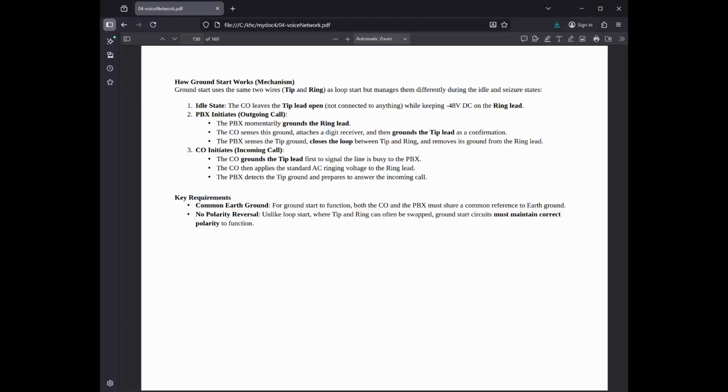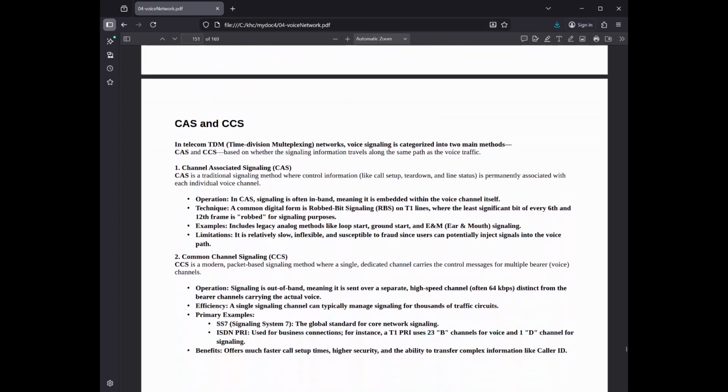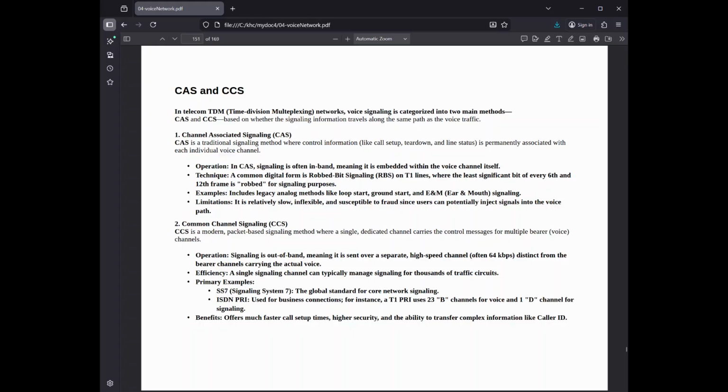Ground start circuits must maintain correct polarity to function. In telecom TDM (time division multiplexing) networks, voice signaling is categorized into two main methods, CAS and CCS, based on whether the signaling information travels along the same path as the voice traffic.